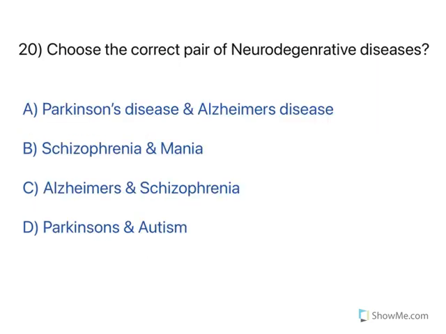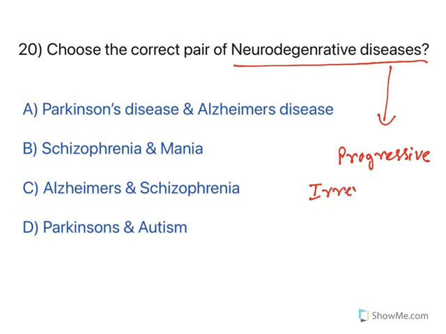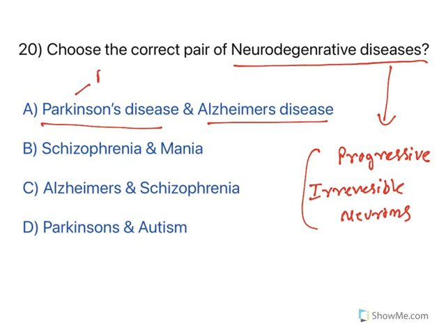Moving to the next one. Choose the correct pair of neurodegenerative diseases. Now, neurodegenerative diseases are progressive. Progressive means as people age, the disease condition worsens. The other feature is irreversible loss of neurons. The example for that is Parkinson's and Alzheimer's disease. In Parkinson's, dopamine neurotransmitter loss is there. In Alzheimer's, acetylcholine neurotransmitter loss is there. Parkinson's will cause movement disorders. Alzheimer's will cause amnesia, memory loss. So the option is Parkinson's and Alzheimer's disease.